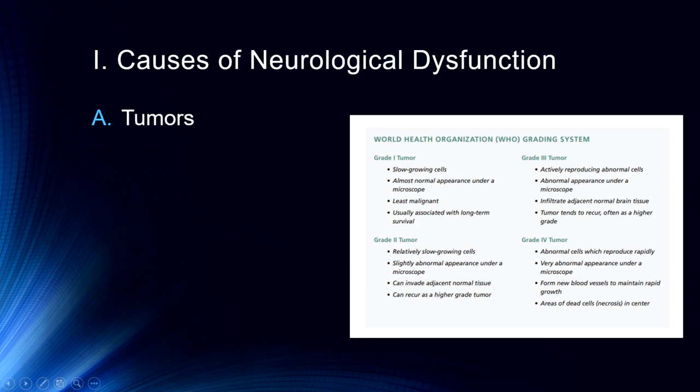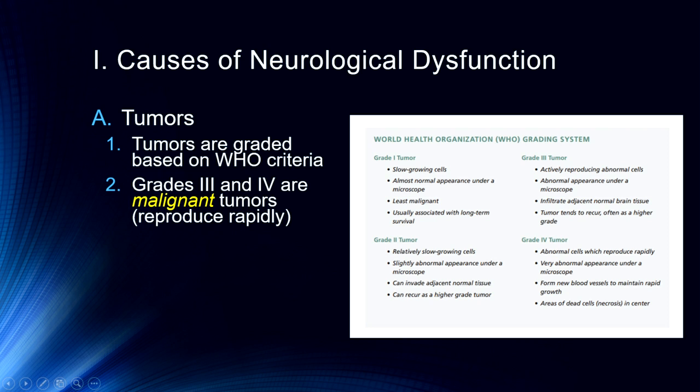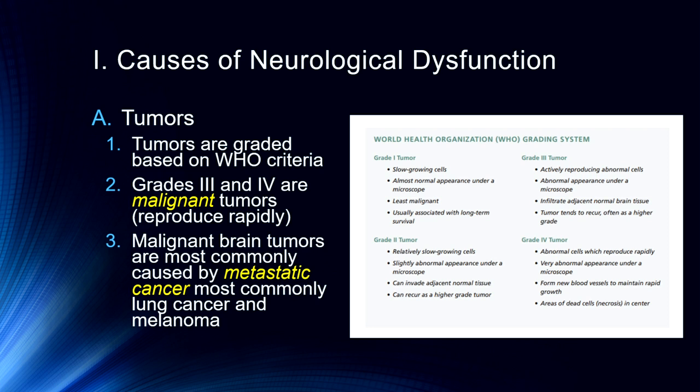Brain tumors are classified by the World Health Organization into 4 grades, grades 1, 2, 3, and 4. Grades 3 and 4 are what we would call malignant tumors, generally what we call cancerous tumors. That is, they reproduce very rapidly. And those are the most serious and require the most immediate response. As you can see here on the right, a grade 3 tumor is an actively reproducing abnormal cell, with abnormal appearance under the microscope. They infiltrate adjacent brain tissue, and they tend to recur, often as a higher grade.